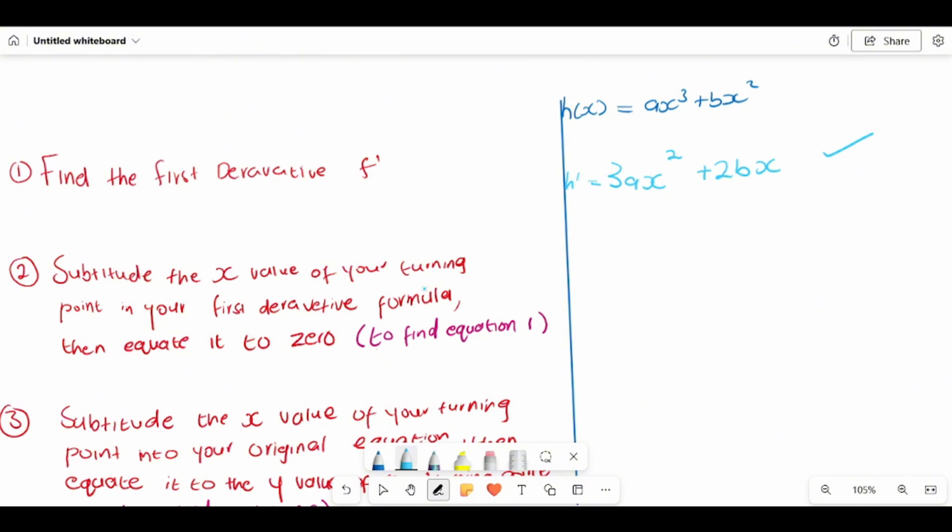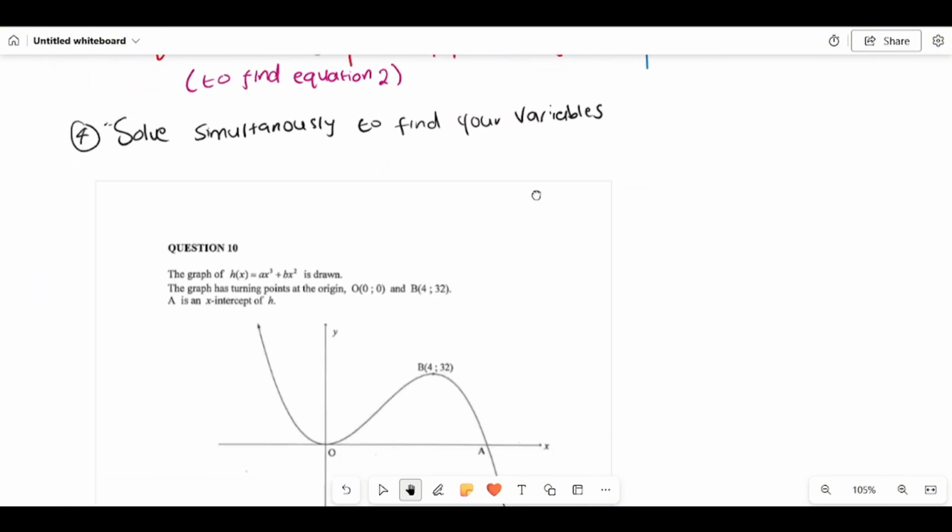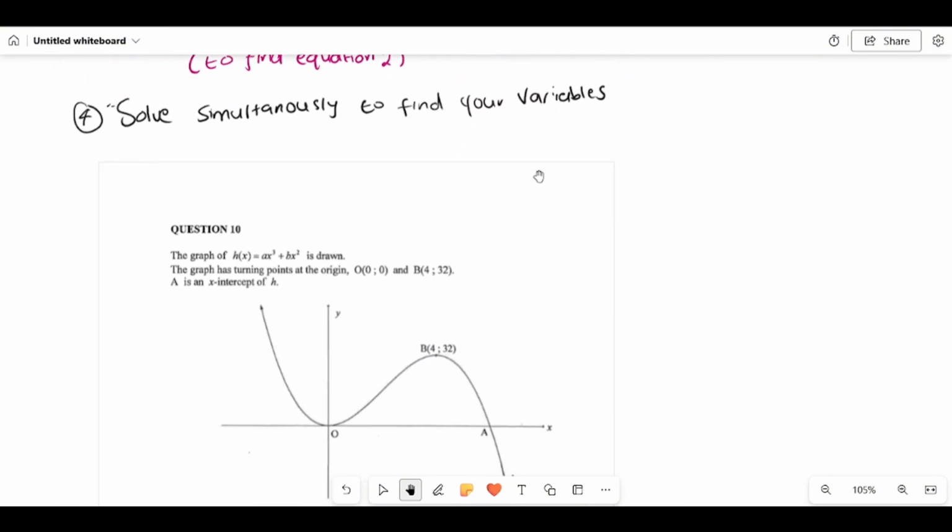Now, step 2, let me write step 2 here. Step 2, we need to substitute the x value of your turning point into your first derivative formula. Now, let us go to the diagram that we are given below. So here we are given two turning points. The first turning point is at point O, which is the point of origin, and the second turning point is at point B. With regards to choosing the turning point that you're going to work on, as I've mentioned, you can choose any, but besides this turning point at 0 and 0, whenever you're choosing a turning point, try to choose the turning point that has actual values.